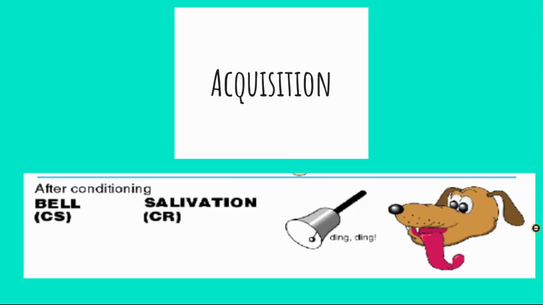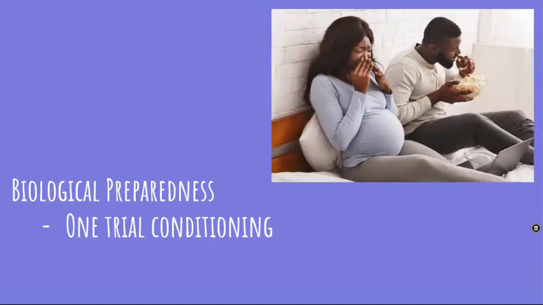Now, we don't know how long acquisition takes, and we're going to talk about some things that impact acquisition in a second. But for the best and quickest acquisition, the goal is to pair that CS followed by the UCS about a half a second apart. The closer you can pair the CS and UCS, the quicker acquisition is going to occur. And so ideally, a half a second between the presentation of the CS and the presentation of the UCS will lead to the fastest acquisition. Now, that's not always the case, but in general, that is the case.